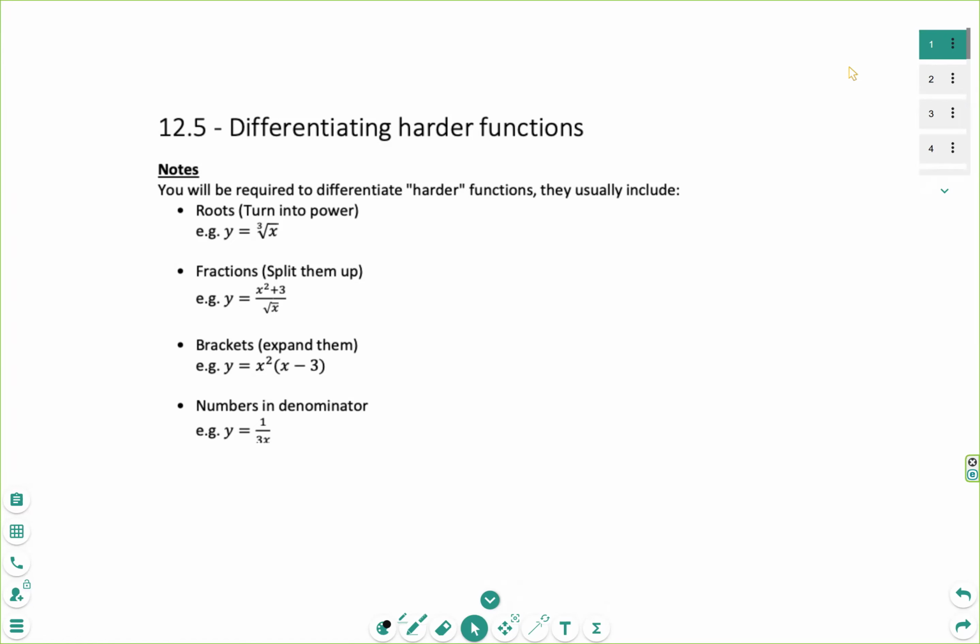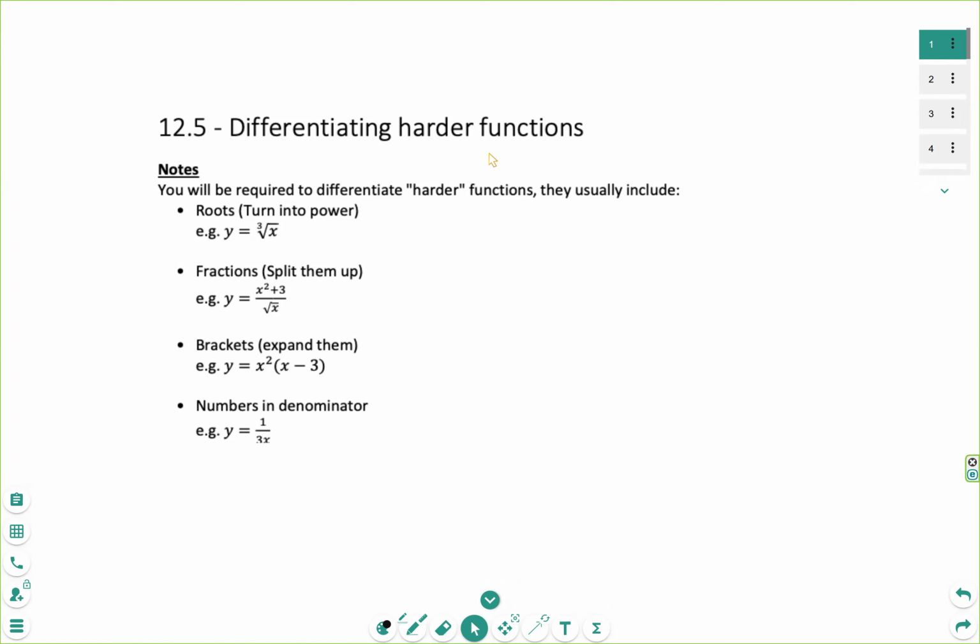Welcome to Year 1, Chapter 12.5, where we continue looking at differentiating, but this time we look at some harder functions. Last time we looked at quadratics, too easy, isn't it? So this time we look at different ones, like roots, like fractions, like brackets, and numbers in the denominator. One by one, I'll show an example of each, and how to differentiate each of them.